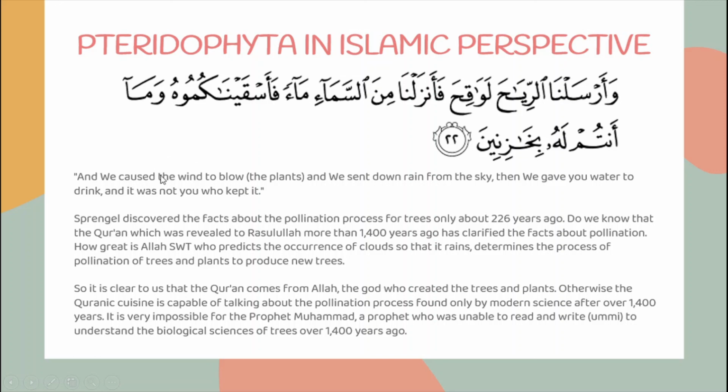As you can see here, we caused the wind to blow the plants. This is the pollination process for the pteridophytes, where the wind blows the spores all over the place, which is called the pollination of the pteridophytes. As you can see, scientists like Sprengel discovered the facts about the pollination process for trees only about 236 years ago, but it was already mentioned in the Quran. The Quran mentioned this pollination process about 1,400 years ago, when it was revealed to Rasulullah sallallahu alaihi wasallam.